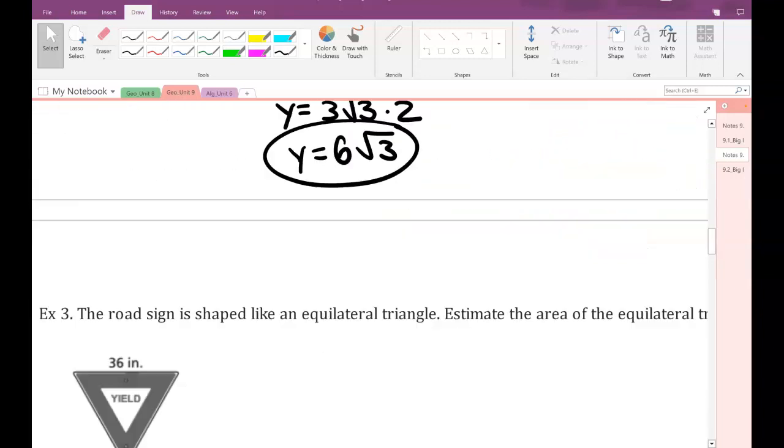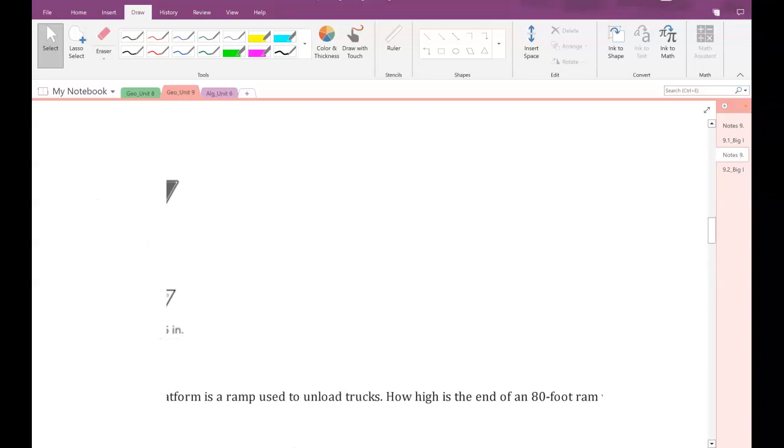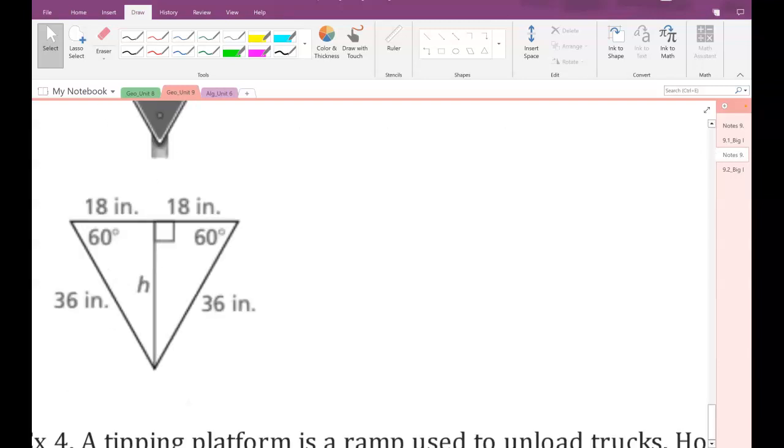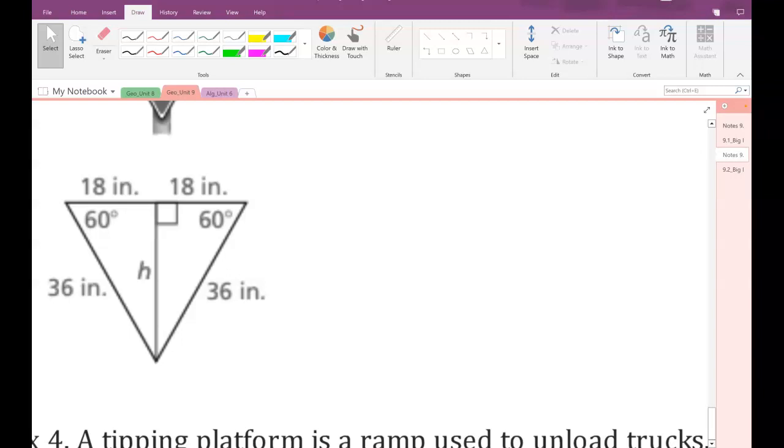All right, so let's apply this to a word problem now. We have this road sign. It's an equilateral triangle, and we see here how it's broken down into two 30-60-90 triangles. And we're trying to find the area of this.